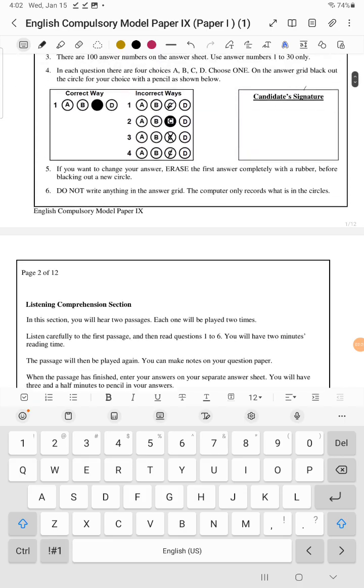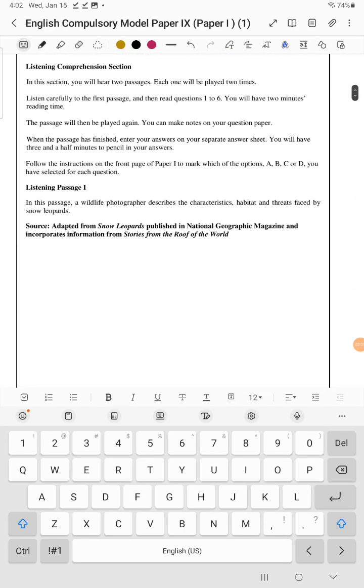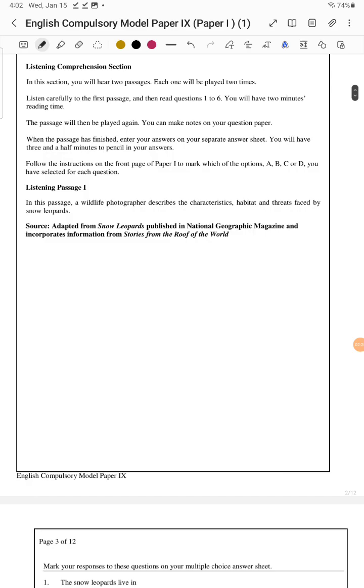Let's suppose you are sitting in the final examination hall and you've opened the English paper and you've seen the listening comprehension section. First of all, we will read the terms and conditions to move further and solve the questions.